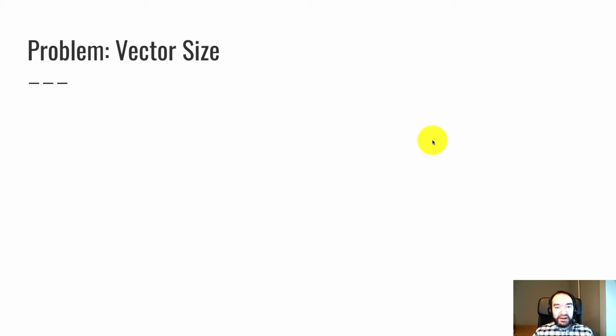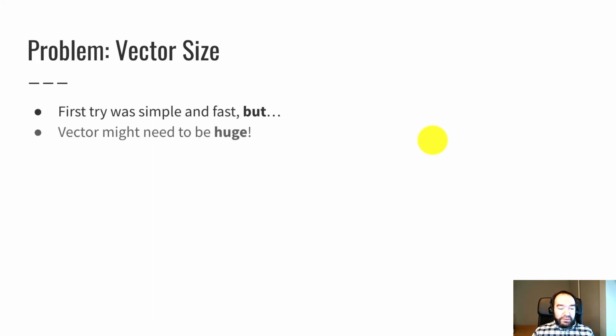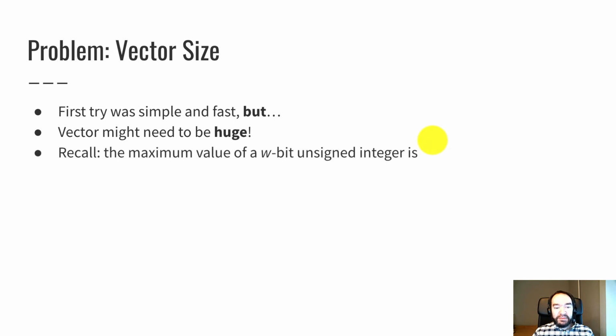So far, this looks pretty good, but there are 2 huge problems with this approach. It's not really practical. One problem is the vector might need to be humongous, so huge as to be totally impractical. So remember that the maximum value of a w-bit unsigned integer is 2 to the w power minus 1. So for example, an 8-bit byte can hold a value as big as 2 to the 8th power, which is 256, minus 1. 255 is the maximum value of an 8-bit integer. Or a 16-bit integer can hold a value as big as 2 to the 16th power minus 1, which is about 65,000. That can get really huge.